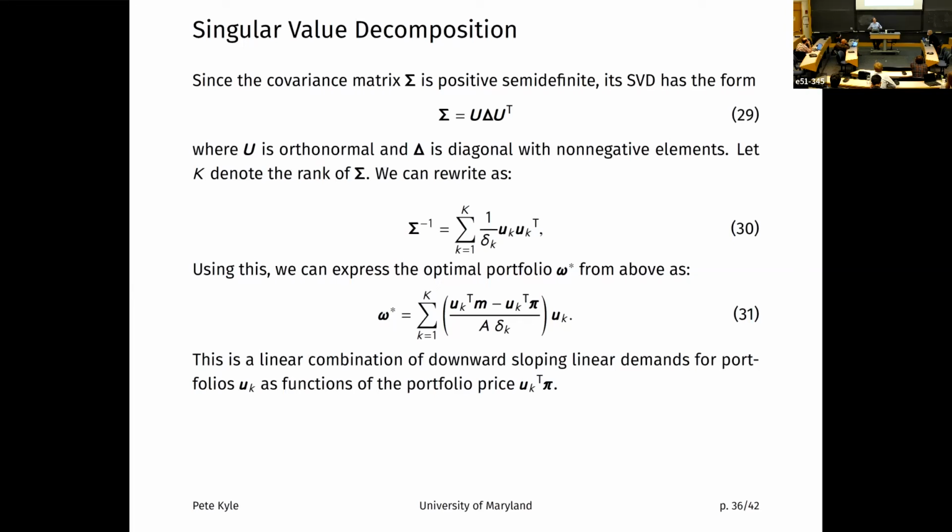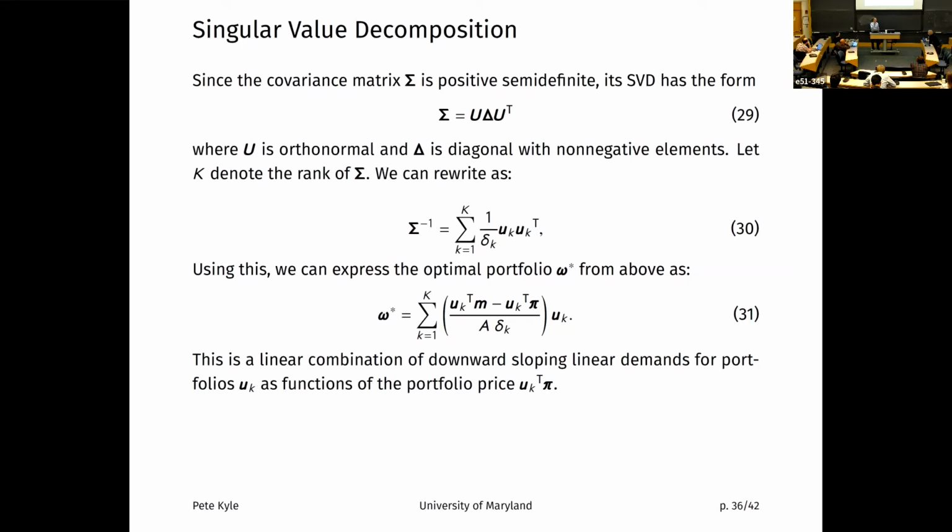Then I can re-express my demand function in terms of the matrix U, which is an orthogonal matrix used as part of the singular value decomposition. Recall the singular value decomposition says 29: I can take an orthogonal matrix U and write my arbitrary positive definite covariance matrix sigma in that form. And when I do that, I wind up with 31.